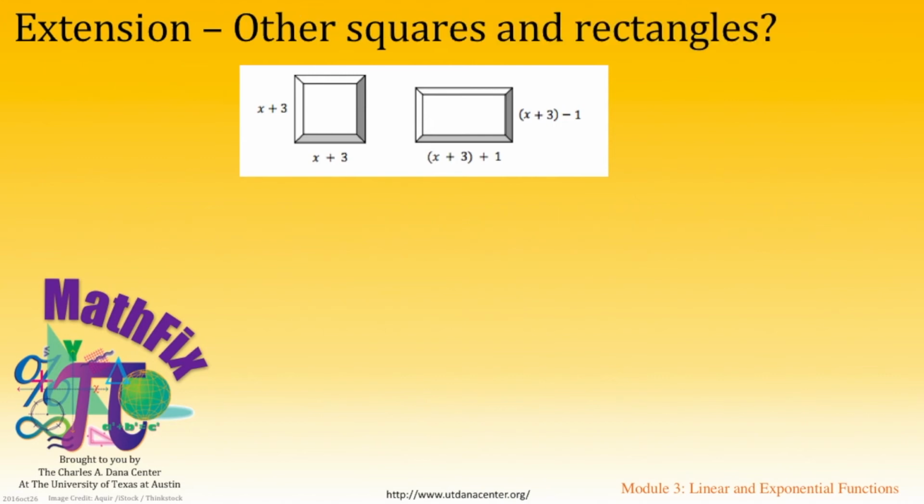One final extension might be to ask students if they can find other examples of formulas for squares and rectangles with the same perimeter but different areas. Are there any other patterns they can find?